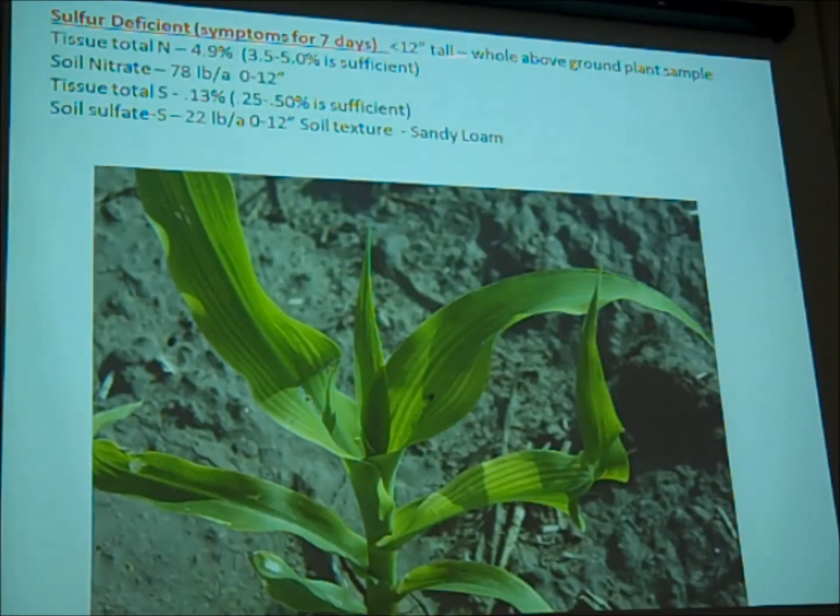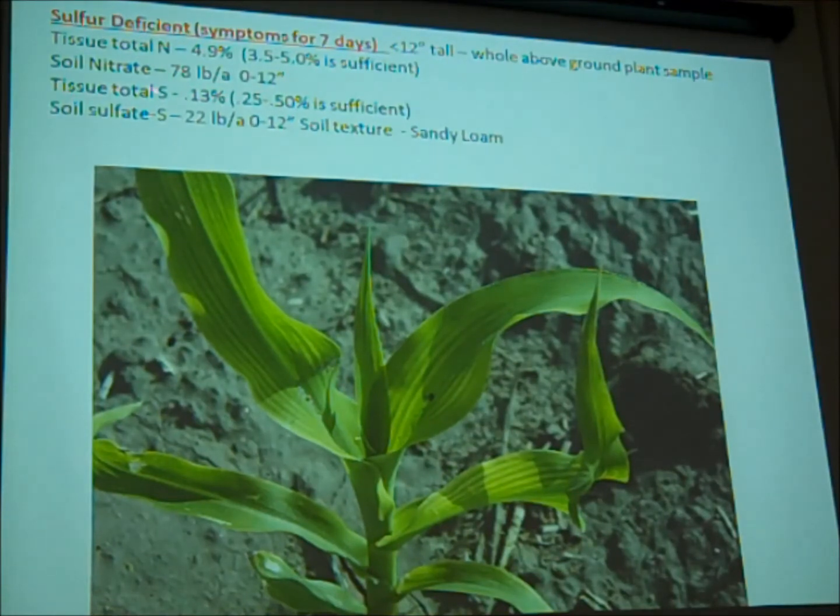For the tissue sample, again, everything above the ground, we clipped it right at the ground. The total N in this yellow plant was 4.9%, and the sufficiency range is 3.5 to 5. So the nitrogen was fine. Nitrogen wasn't the issue. I took a soil sample in that same area, and a 12-inch sample was all I could get. There was 78 pounds in the top 12 inches, and plants this small don't require a whole lot of nitrogen, so nitrogen should have been fine. The tissue test said it was fine. The soil test seemed to have plenty of nitrogen in it.